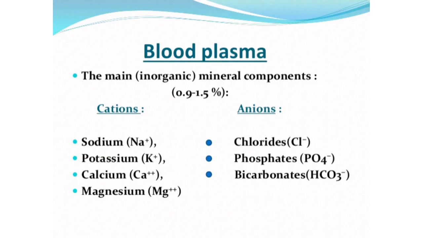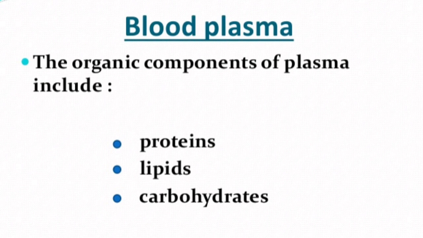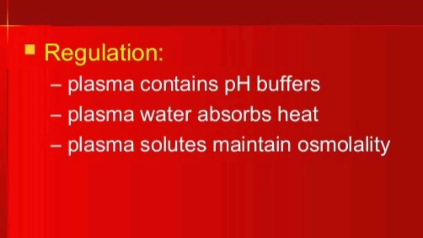Plasma also contains small amounts of minerals like sodium, calcium, magnesium, chlorine, potassium, etc. Small amounts of glucose, amino acids, and lipids are also present in the blood plasma. It also absorbs, transports, and releases heat.